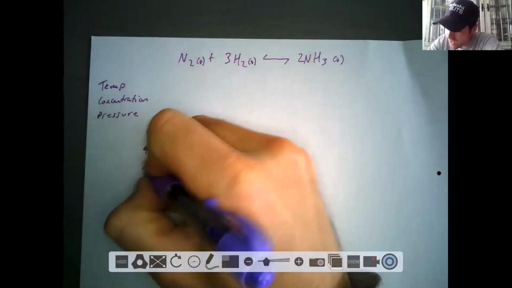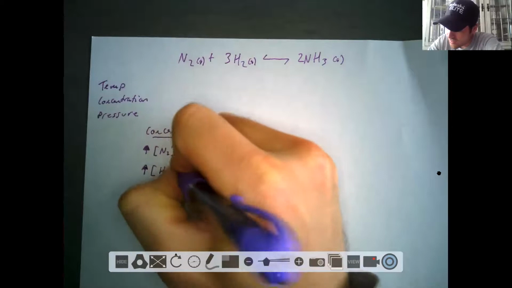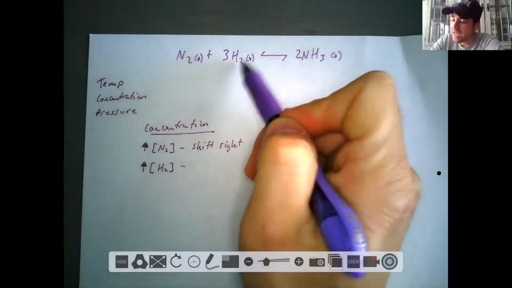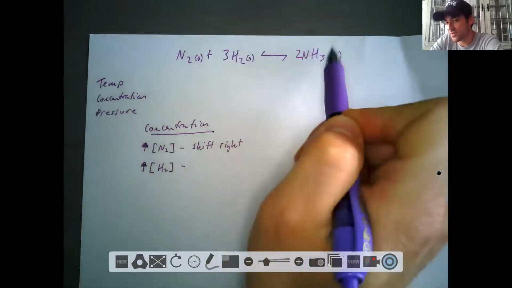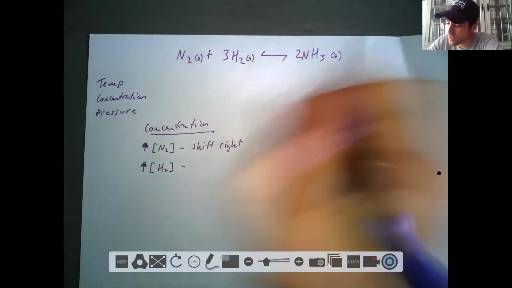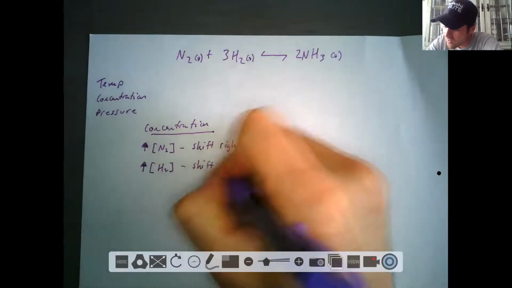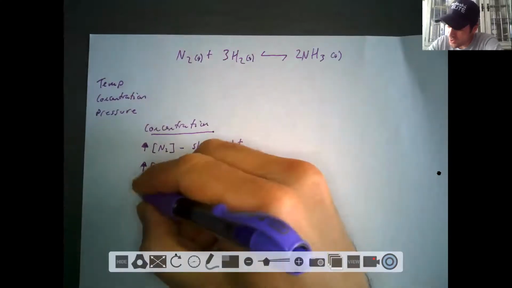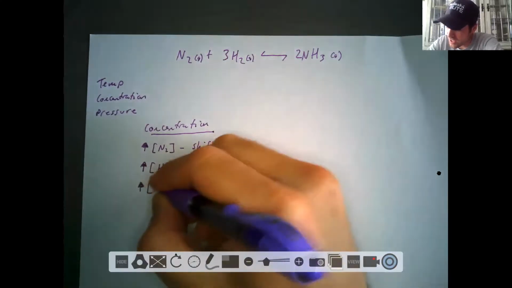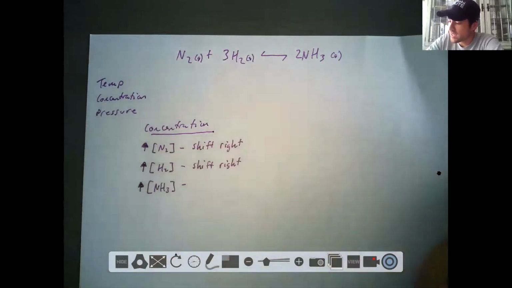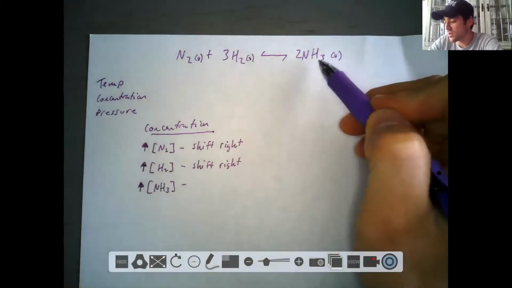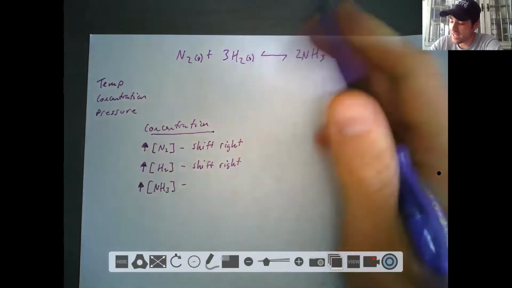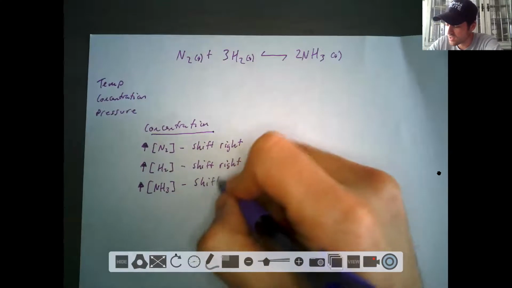Now, the same thing here, if I increase the concentration of H2, or if we add H2 in, what's going to happen? Well, H2 is on the left. I've got too much on the left, so I'm going to shift right in order to get back to equilibrium. And so we would say shift right. And then you could also increase the concentration of NH3. Now, NH3 is on the right. So if I add NH3 to this, that's too much on the right. So we're going to shift left. And so this would be a shift left.